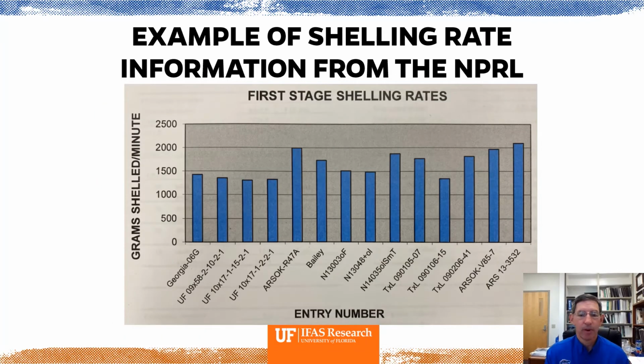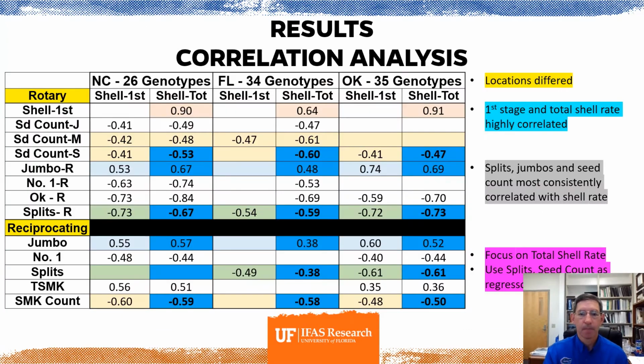This is an example of the variability that's seen among cultivars. You see that as low as around 1,300 to as high as over 2,000 grams per minute on the first stage shelling rates. And we see similar variation with the total shelling rate. We did do an initial analysis of variance to determine if there was genotypic variability. And indeed, there is genotypic variability in shelling rate capacity, both first stage and total shelling rate, among the cultivars that we evaluated in the study.